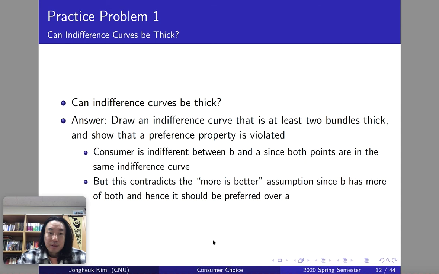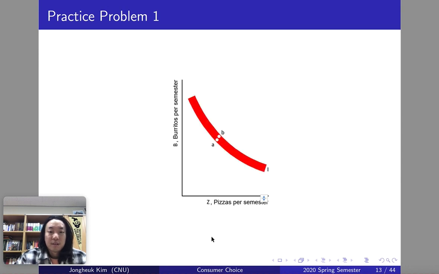Our practice problem goes a little further. Can indifference curves be thick, which means it is not a line but an area of indifference? Is it possible? You can also find that one of our three characteristics will be violated with thick curves. With a thick indifference curve, points A and B could be included in one single indifference curve, but the more-is-better assumption is violated. B is definitely better than A, but if they give you the same happiness, we cannot hold the more-is-better assumption anymore. So we cannot have thick indifference curves.